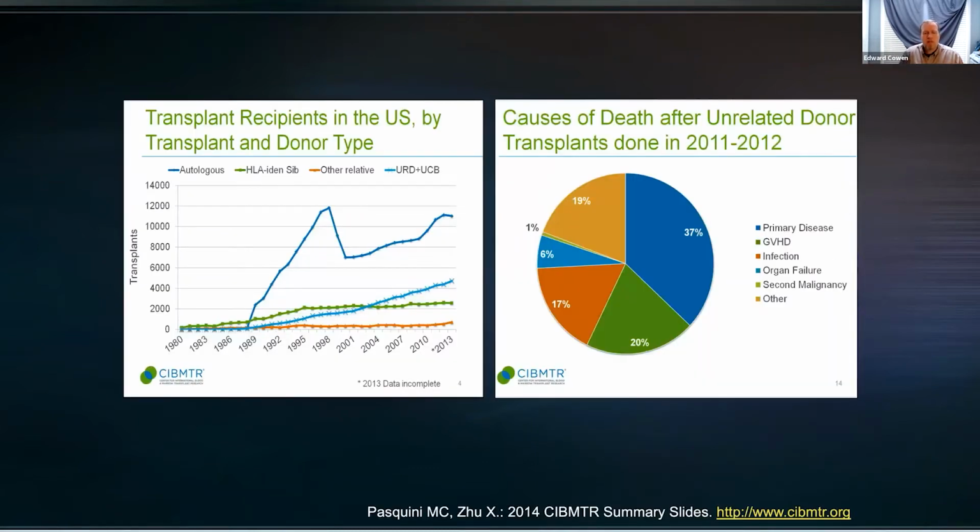So what is the scope of the issue? Lots of transplants are performed every year, but the number of unrelated transplants continues to rise. And so it's expected that the number of patients who are dealing with complications of GvHD after transplant is continuing to rise. And in fact, GvHD is second only to recurrence of primary disease as a major cause of death after transplantation.